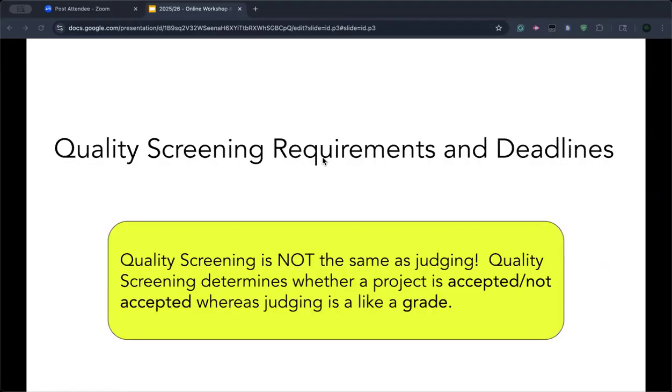So, about the quality screening process, please note that it is not the same as judging. Quality screening determines whether a project is accepted into the actual fair. During the actual fair, your project is judged among other projects. So this is just like a qualification exam to see if your project is a good fit for this fair, if you can compete in the first place.